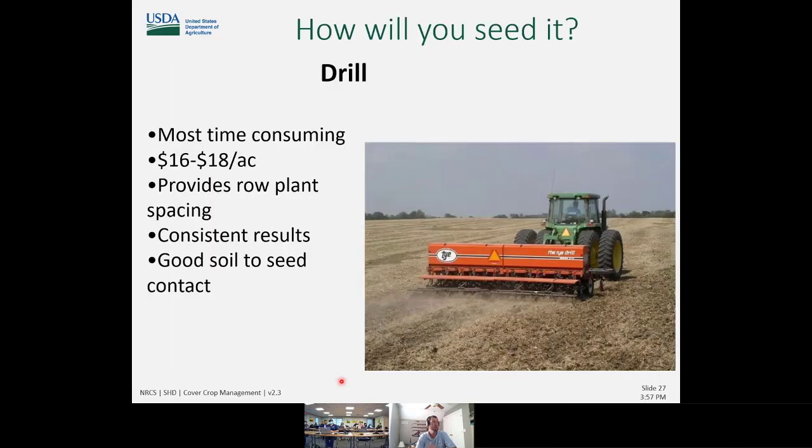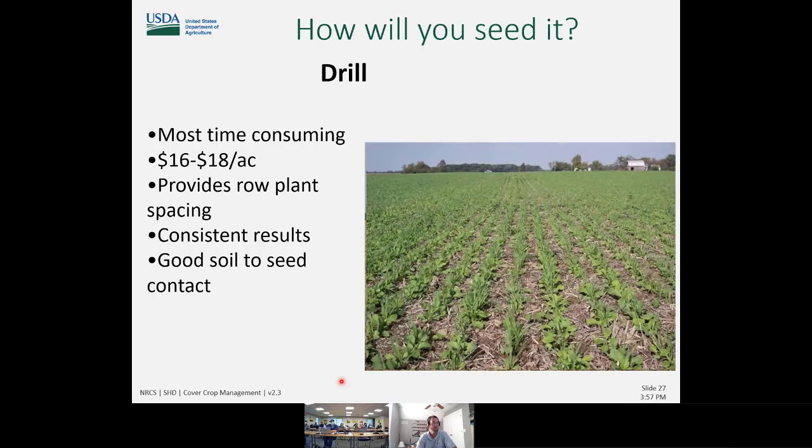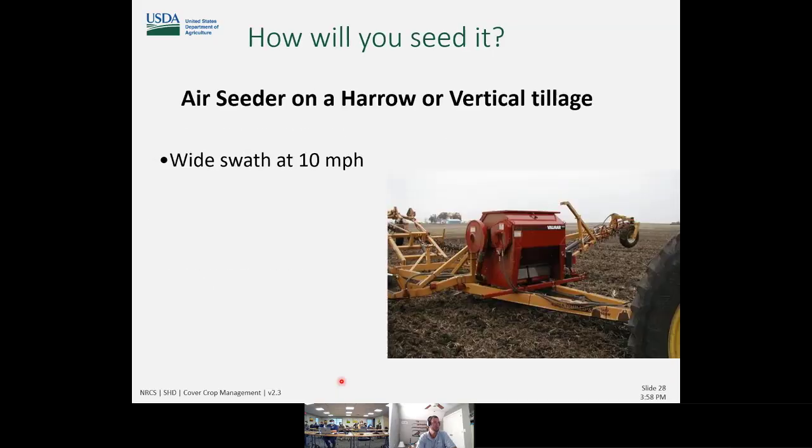So how will we seed it? Drill it. That's what I'm going to start with. We're going to hear from producers that it's the most time consuming. It's going to cost us somewhere around $16 to $18 per acre to do it. It provides row plant spacing, consistent results, and it usually results in good seed to soil contact. You can see some results here from a different mixture that was planted. It looks like a cool season grass and a cool season broadleaf.